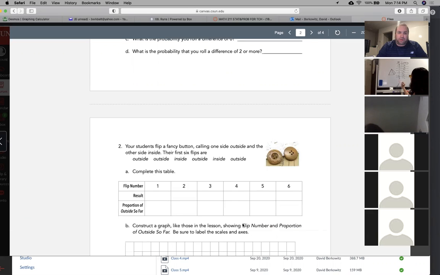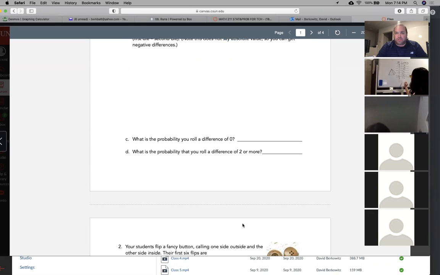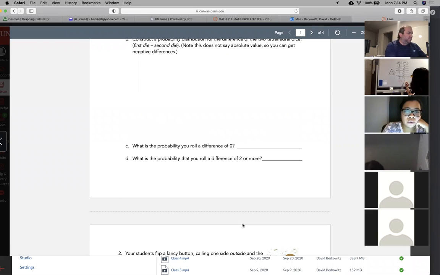Okay, so that's number 1. For number C, you said it was 4 over 16, or what was the answer for number C? 4 over 16, yeah. Because there's 4 ways of getting a difference of 0 out of the 16 possibilities, correct?